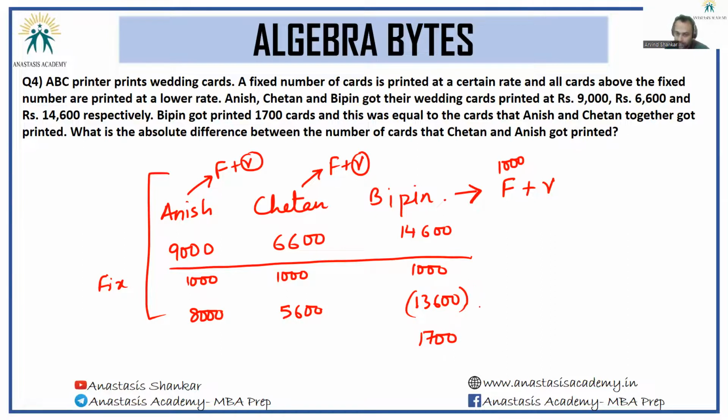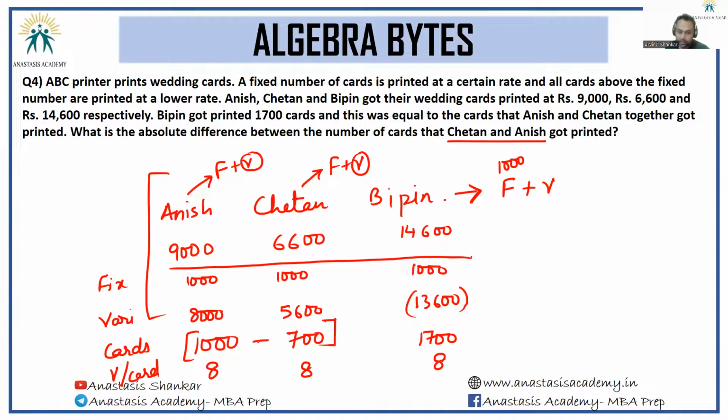Or per card, can you see? This is variable charges. This is cards. So variable charges per card is equal to 8. Given it is the same location, here also variable charge per card would be 8. Here also variable charge per card would be 8. 5,600 by 8 would be equal to 700. 8,000 by 8 would be equal to 1,000. So when they are finally asking me the difference between the number of cards that Chetan and Anish got printed, the answer is 1,000 minus 700, or the final answer is 300.